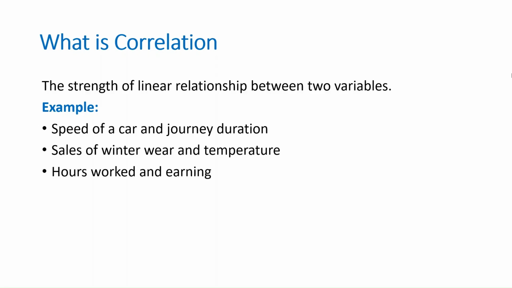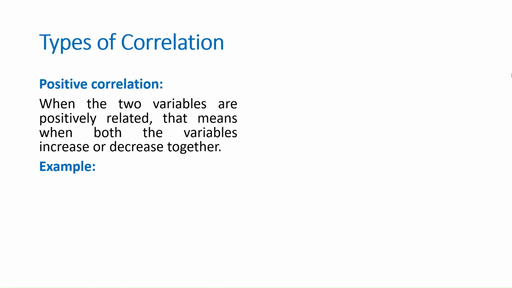Next is hours worked and earning. In general, in every organization we can see that an employee who works for a longer period of time tends to earn more. That means they have a relationship. They are correlated. Height and weight of individuals. In general, a tall person tends to have more weight than a shorter one. So height and weight are related. So all these variables have a relationship between them. So they are correlated.